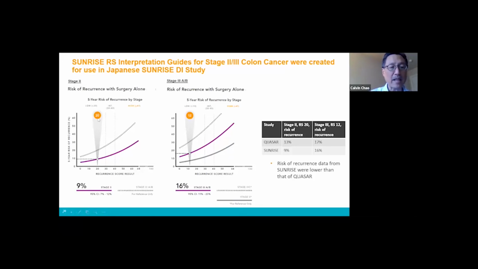So this is an example of that same recurrence score of 20. Now notice that with surgery alone in stage 2, the risk is only 9% with no chemo. And in stage 3A and 3B, here's a recurrence score of 12. We can see that this is a low risk with only a 16% risk of recurrence in stage 3 with surgery alone, no chemo. And so then the question becomes, how much more am I going to lower this patient's risk with chemo? Certainly I can give 5-FU alone, but why would you give oxaliplatin? And so this is something that we really have to start asking: how much more is this patient going to benefit?